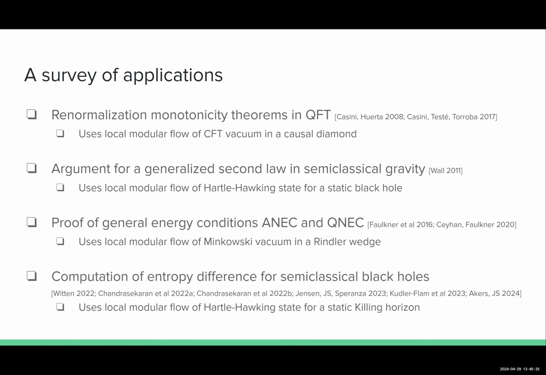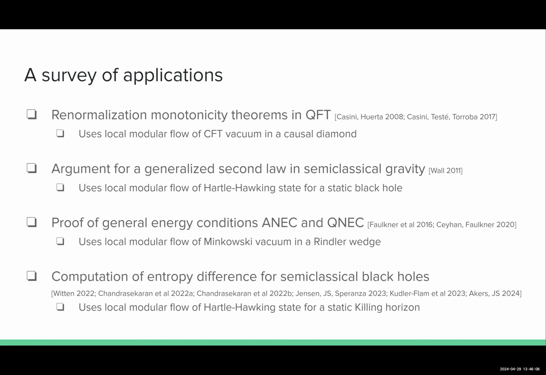Similar kinds of arguments show up in Wall's paper about the generalized second law in semi-classical gravity, where if you want to prove a generalized second law, you need some relationship between matter entropy and black hole area. Well, matter entropy, that's some sort of thermal property of a state. And area, that's going to be related to the stress tensor of the matter via back reaction. How do you make those things talk to each other? You use this kind of local modular flow. And indeed, what Aron did was he used the local modular flow for this so-called Hartle-Hawking state of a static black hole. There's also work proving general energy conditions in field theory, the averaged null energy condition and the quantum null energy condition. That uses this local modular flow of the Minkowski vacuum and Rindler wedge.